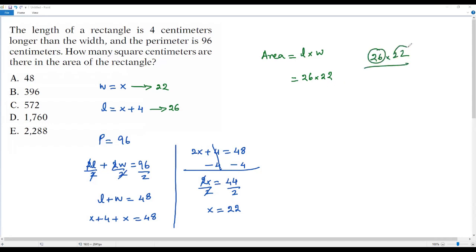Here, when I multiply this 26 by this 2, I am getting 52. Again, we have to multiply this 26 by this 2, 52. Let me write it out here. 2, 5 + 2 is 7, and here 5. I got the area of the rectangle, that is 572 square centimeters. We find 572 in answer choice C. The correct answer choice for this question is C.